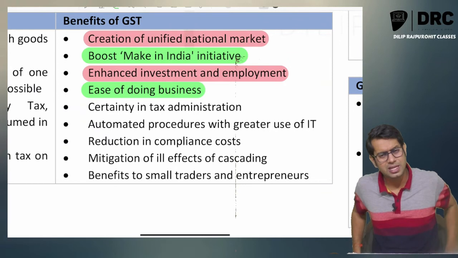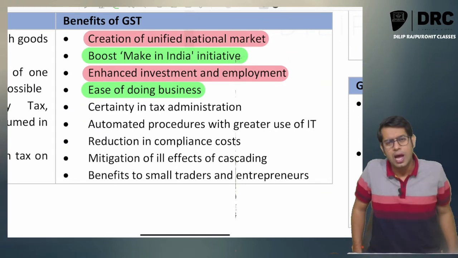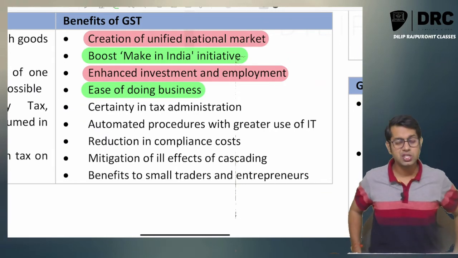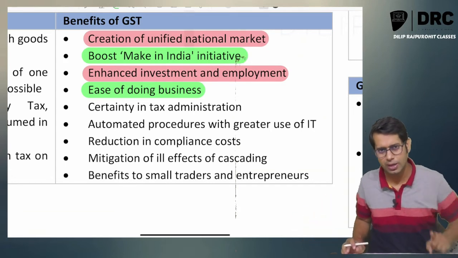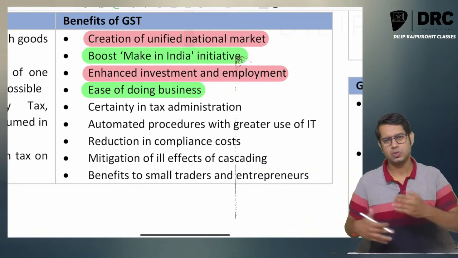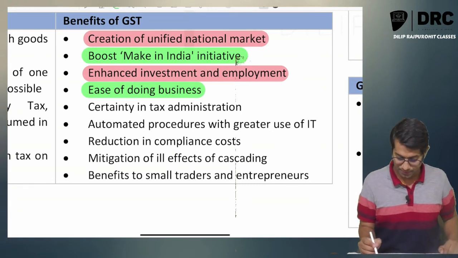Ease of doing business. As I just told you, I don't have to take 10 different types of registration. I don't have to file 10 different types of returns. I just have to take one registration and follow that. So doing business will become very easy.